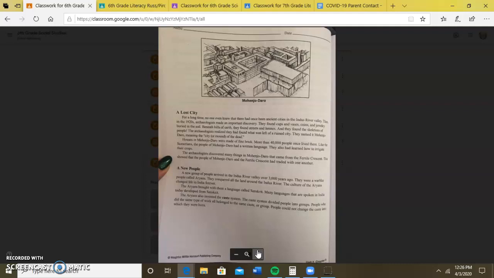The Aryans also invented the caste system. The caste system divided people into groups. People who did the same type of work all belonged to the same caste group. People could not change the caste into which they were born. Next page.